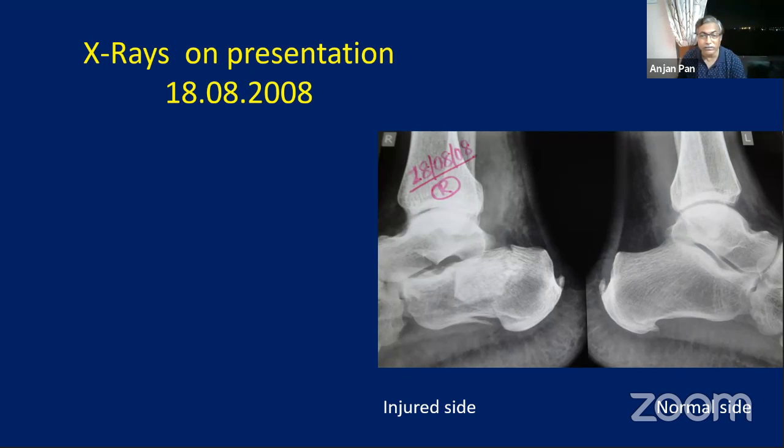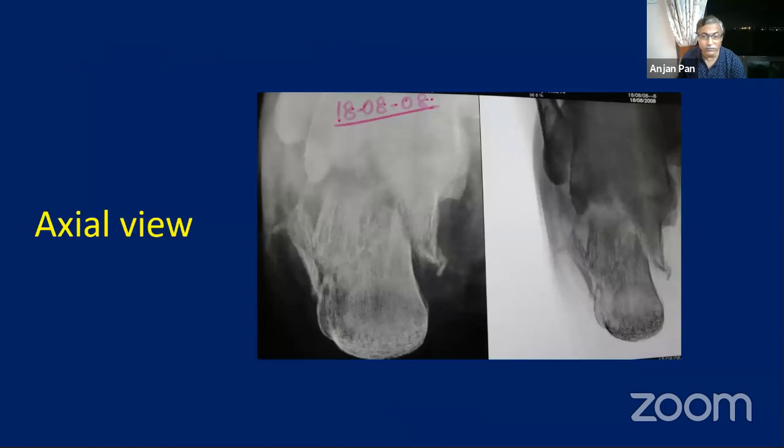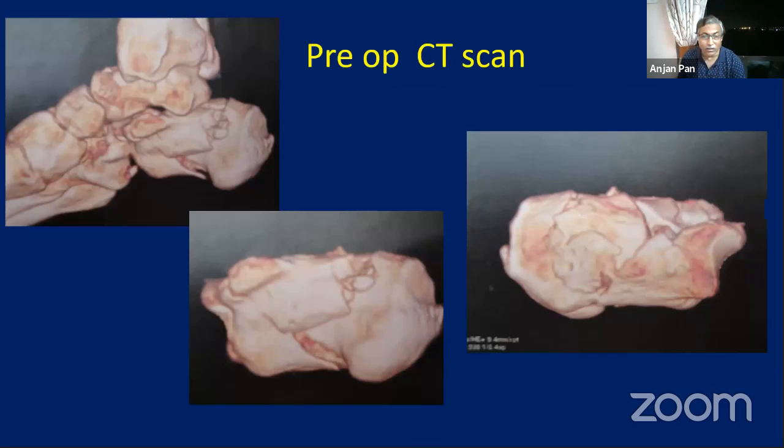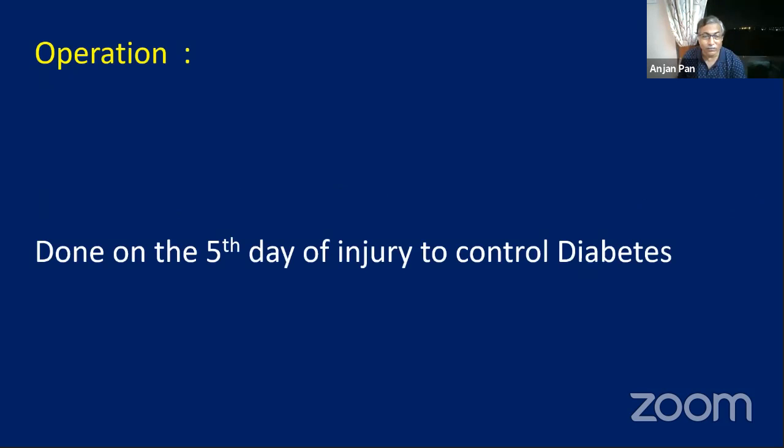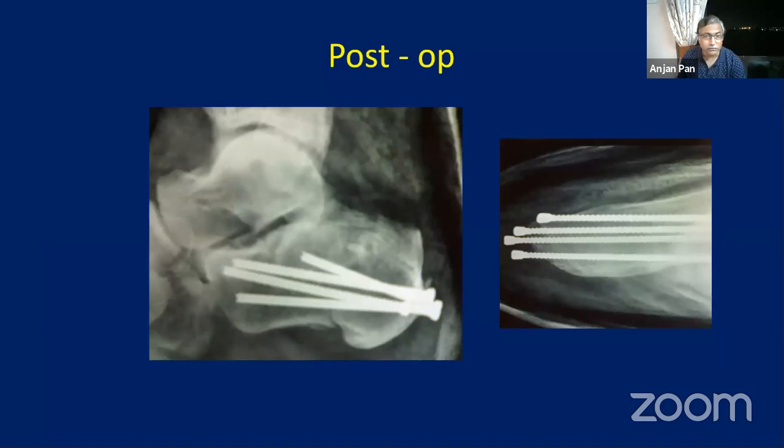Pre-op X-rays. This is the axial view. This is the CT scan pre-op. So planned is closed reduction and percutaneous screw fixation, done on the 5th day of the injury in controlled diabetes after controlling the diet.